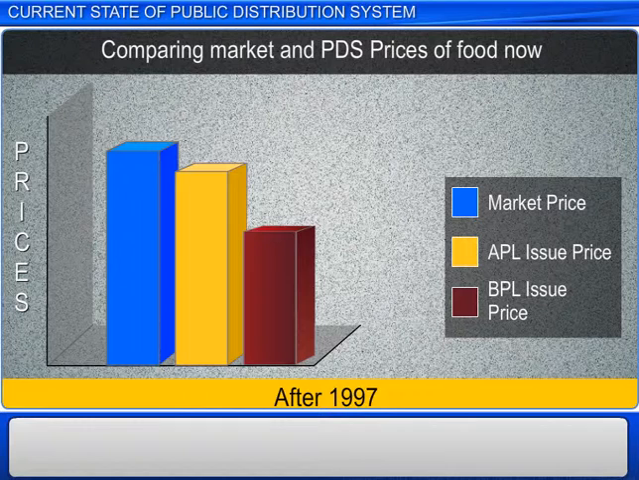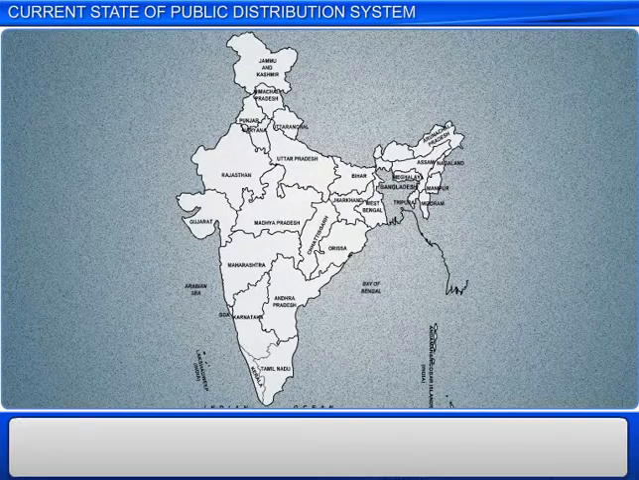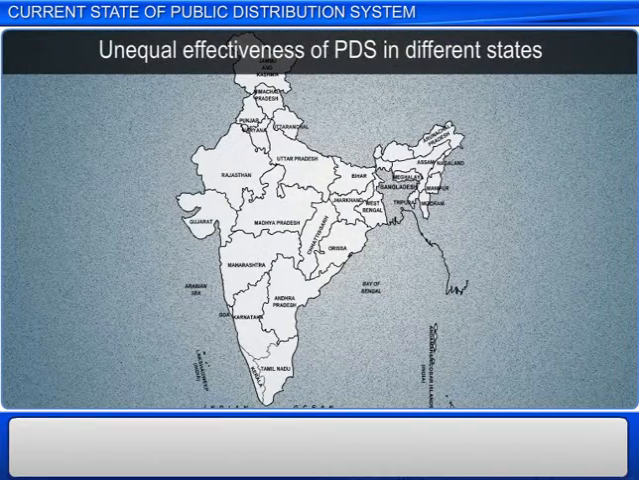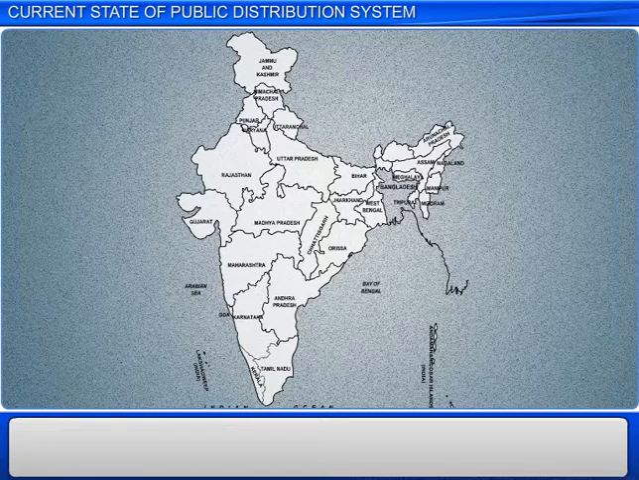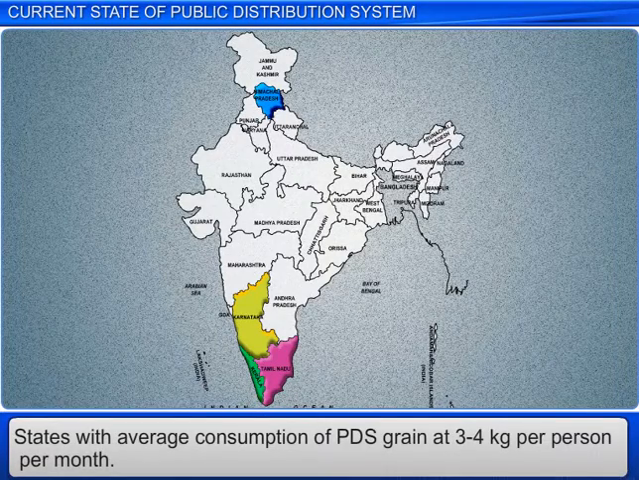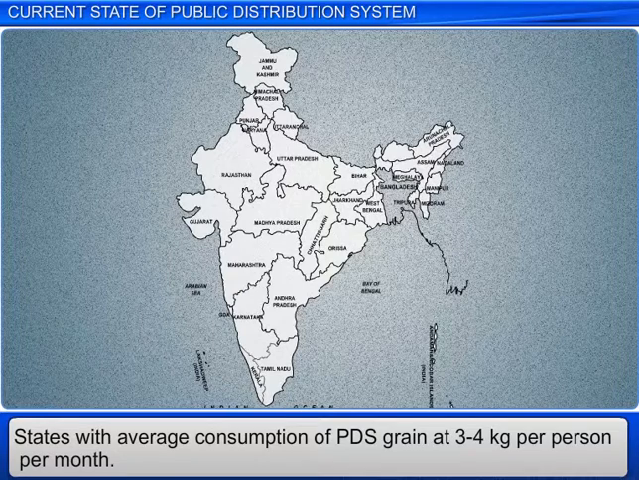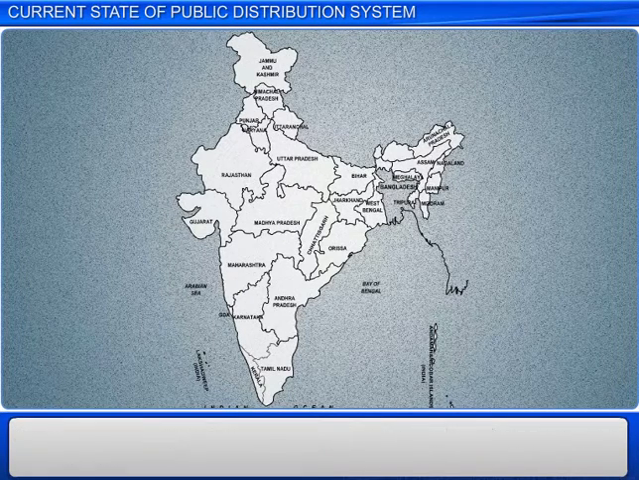Another concern about PDS is its unequal effectiveness in different states. While the average consumption of PDS grains is 3 to 4 kilograms per person per month in the states of Kerala, Karnataka, Tamil Nadu, and Himachal Pradesh, the figure is less than 300 grams per person per month in the states of Uttar Pradesh, Bihar, and Orissa. Thus, even after decades of the public distribution system being in place, poor people often have to depend on the open market for food.